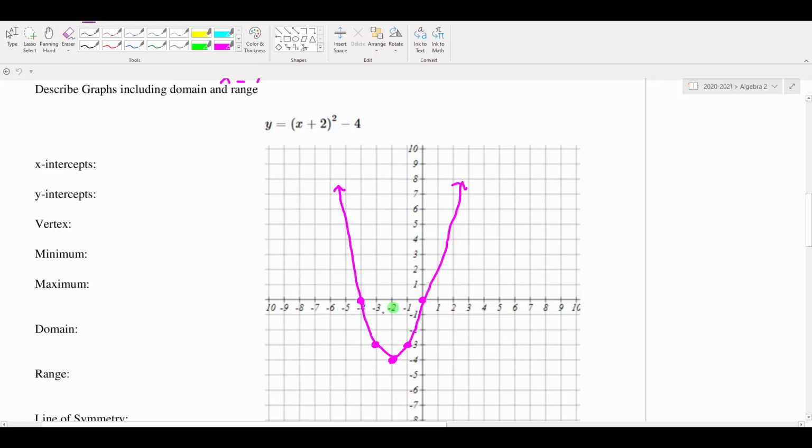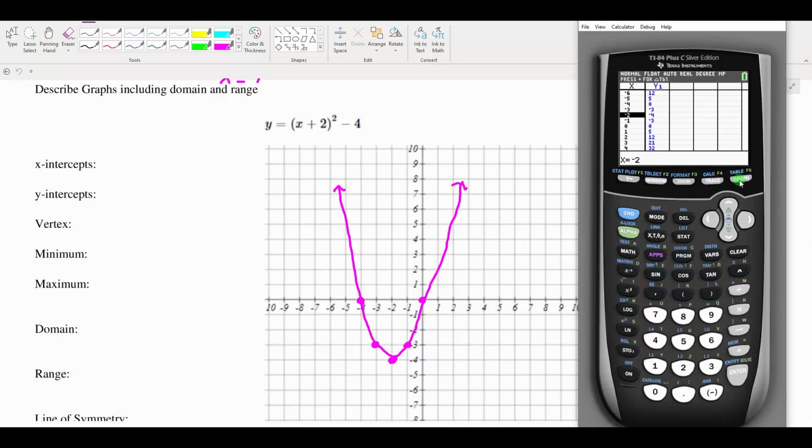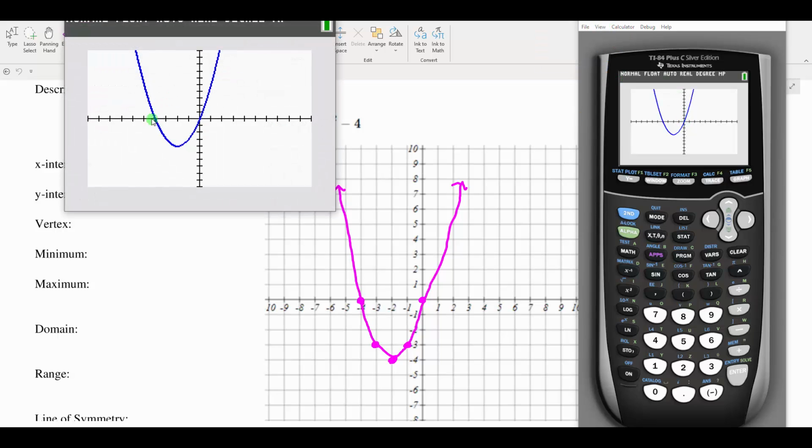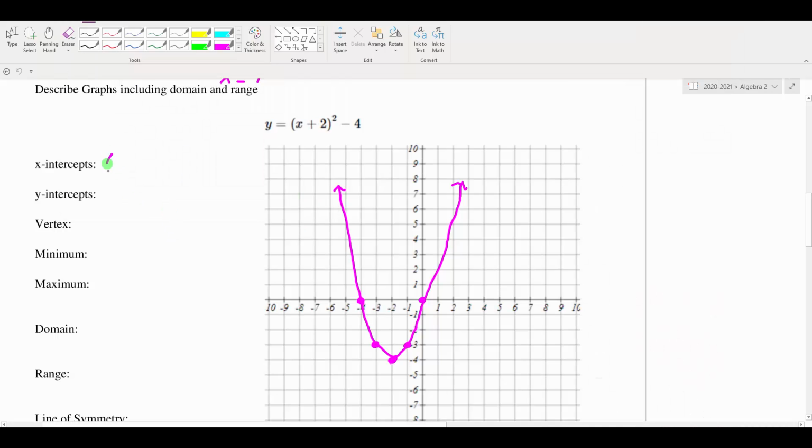And I think I've got all of the important points here on the graph. So I'm going to start going through this. The first thing they want to know is, where are the x-intercepts? Again, you could use your graph to help you out with that. You can see your x-intercepts located here and here. Let me make that a little bigger. All right, so we can see here at -4 and also here at 0. Now make sure when you write these you write them as ordered pairs.